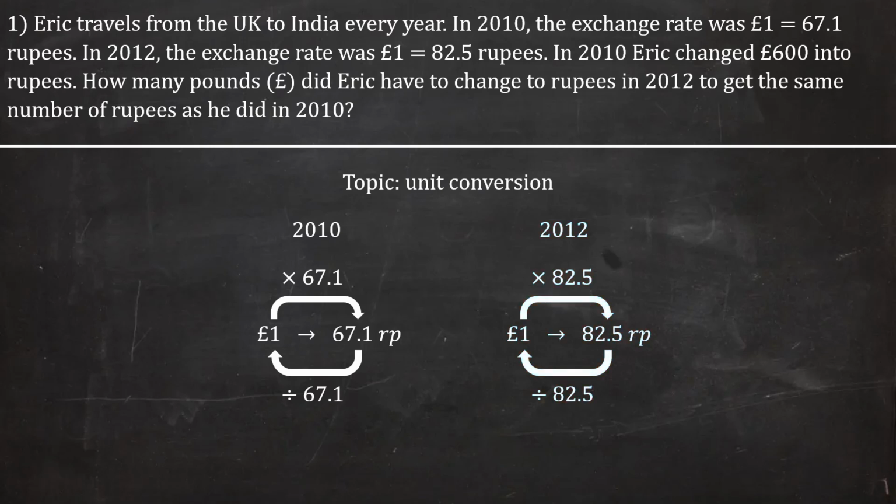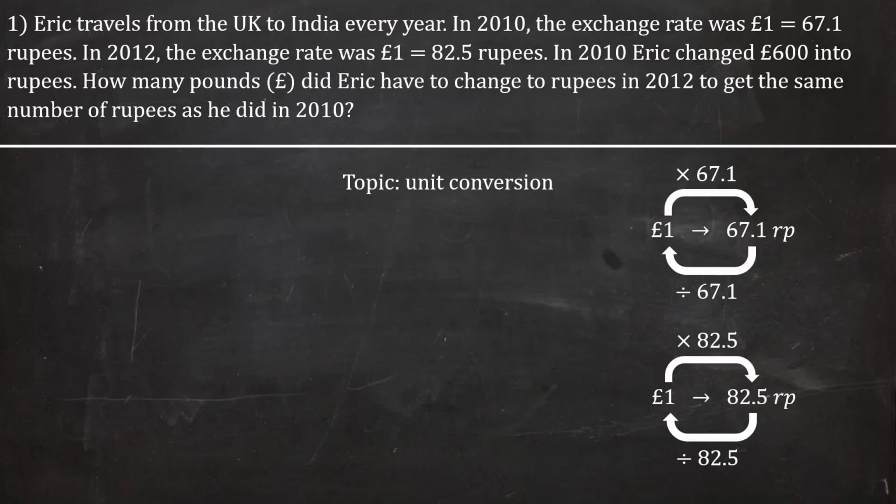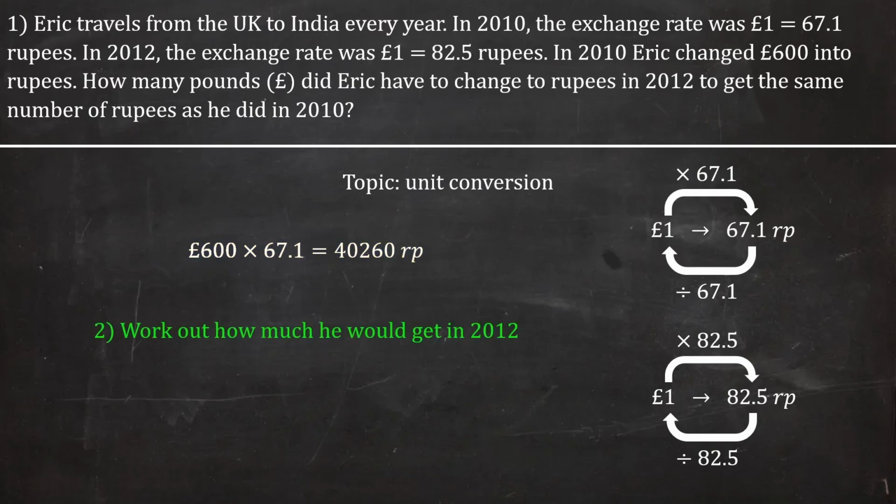Even though it sounds obvious, it's really easy to make a mistake here. So actually writing them down before you start the question can help a lot. So let's go. We're going to work out how much he had in 2010. So he had 600 pounds. He's going to rupees, so he times by 67.1, which gives us 40,260.